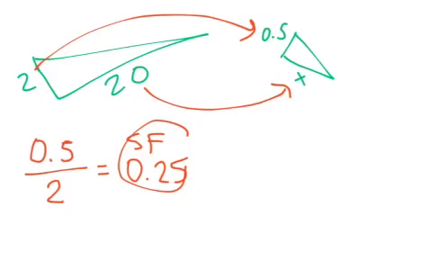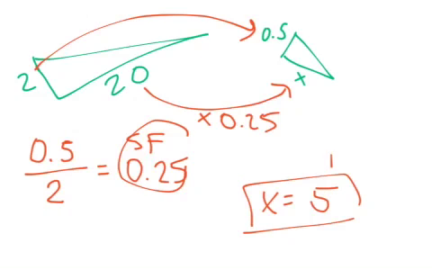So that's my scale factor. That's what I'm going to multiply 20 by to get our value of x. 20 times 0.25, and that would get me an x value of 5. So that would be the side length of x there.